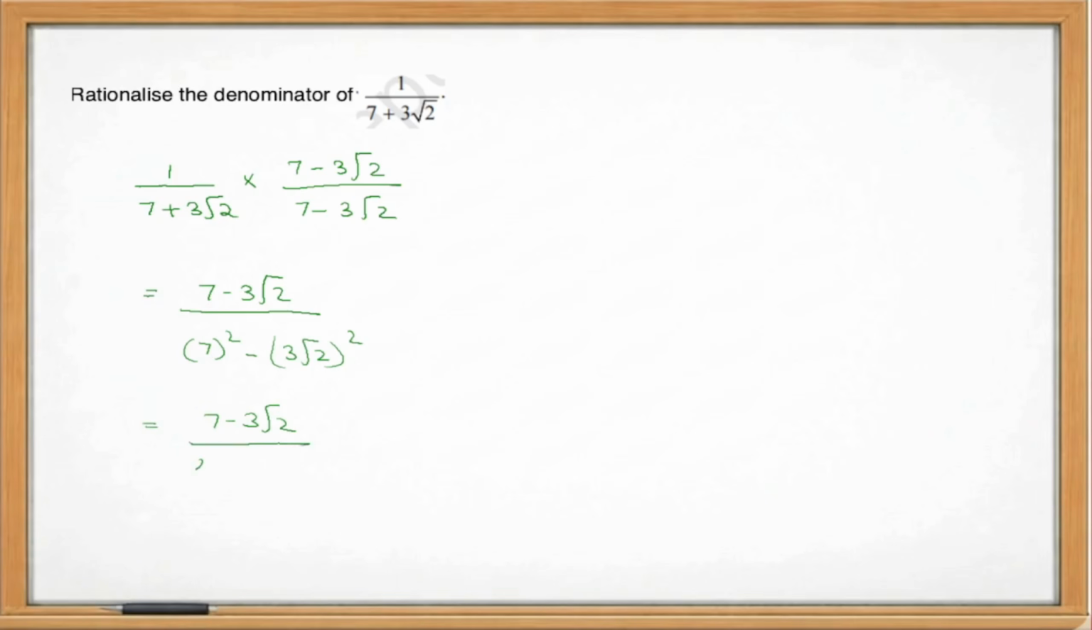This will become 49 minus 9 into 2. This is equal to 7 minus 3 root 2 over 49 minus 18. And this is equal to 7 minus 3 root 2 over 31. So this is our answer.